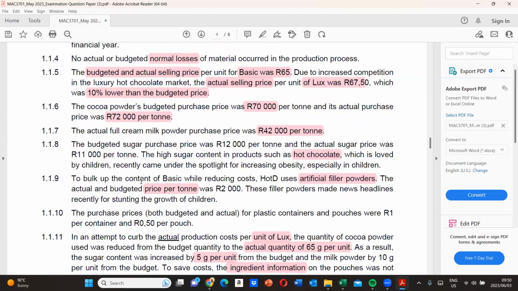1.19 to bulk up the content of basic while reducing cost. What does it use? Artificial filler powders. The actual and budgeted price per ton was 2,000 rand. These filler powders made news headlines recently for stunting the growth of children. In this regard, of course, we see that there's 2 million.